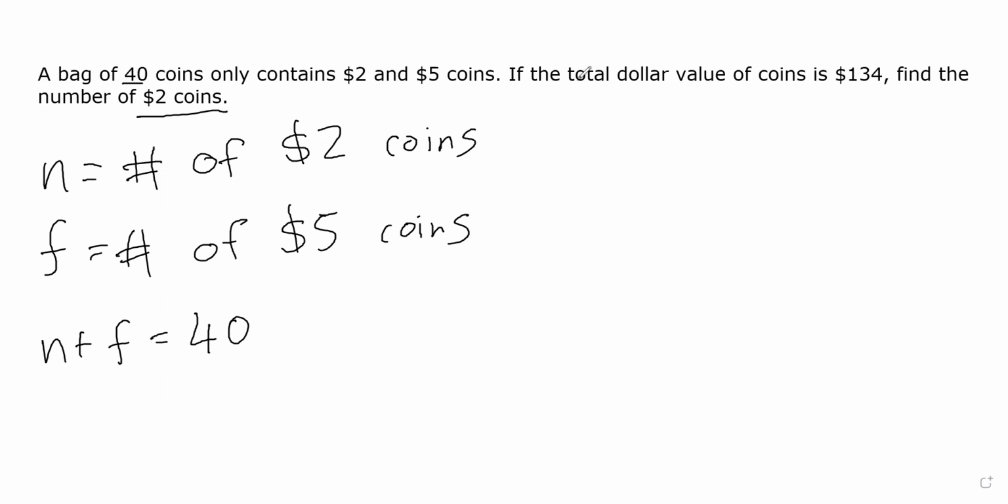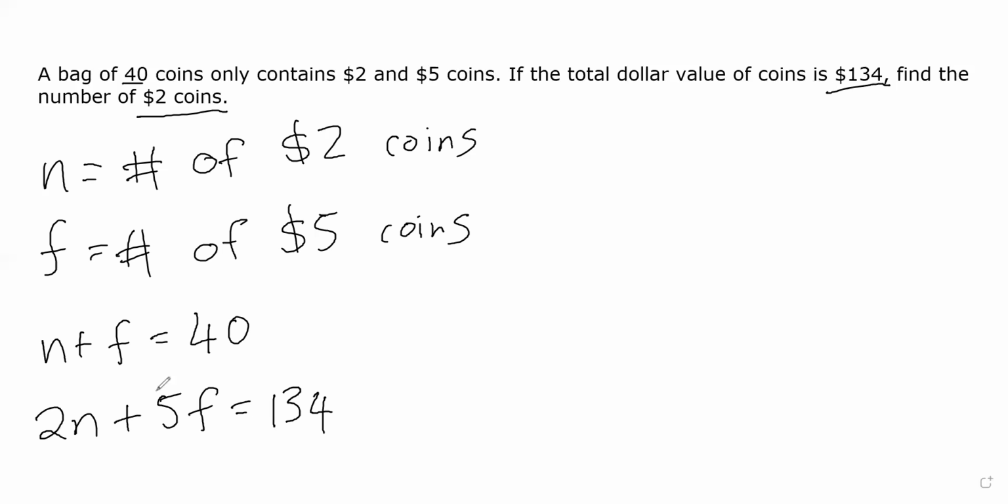We're also given that the total dollar value of the coins is $134. So this means that if we have n $2 coins, the value of the n coins, we just multiply it by its value. So we'll just multiply it by 2. And then plus 5 times f, because each $5 coin is worth $5. So 2n plus 5f gives me the total value, which is 134.